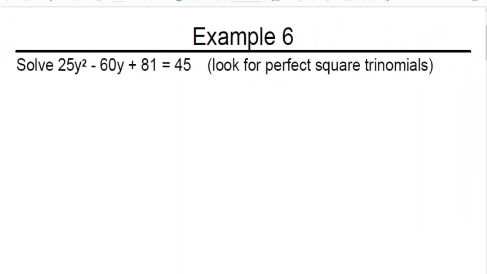Okay, so this is going to be part B of solving quadratic equations by factoring. And a little hint here is to look for perfect square trinomials. Now, in order to solve by factoring, in almost any method of solving quadratics, you have to force the thing to equal 0. So I have to rewrite this by subtracting 45 from both sides.